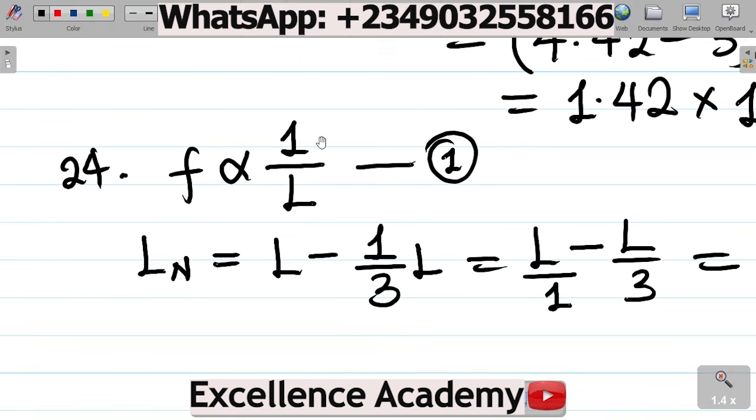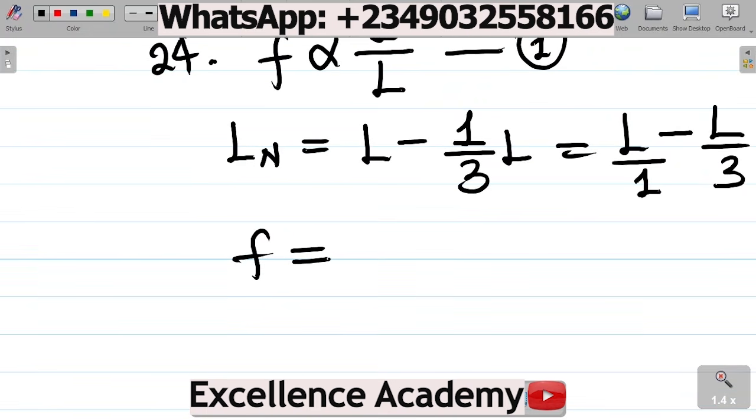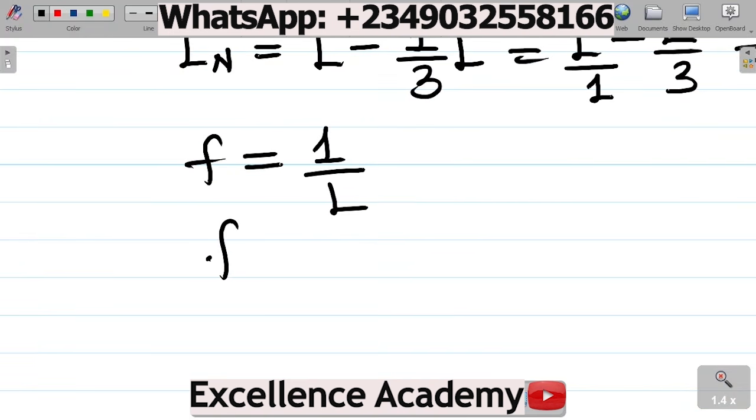Now, if you look at equation 1 here, you have that the frequency is directly proportional to 1/L. We can still say that frequency F is equal to 1/L. This is the same thing technically. Now, if frequency is equal to 1/L, the new frequency, F new, will be equal to 1 all over the new length. So let's work on this.